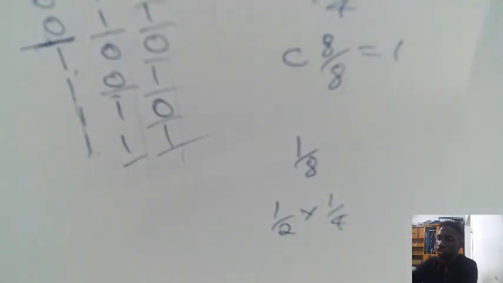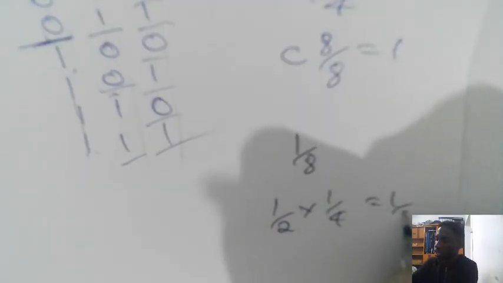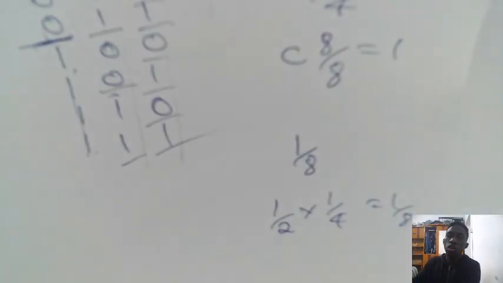As in, we're going 1 over 8 now. You know, 1 over 8 is half of a quarter. As in 1 over 2 times 1 over 4, which is 1 over 8. So we're going half of a quarter now, and that's how you get 8 divided by 8.